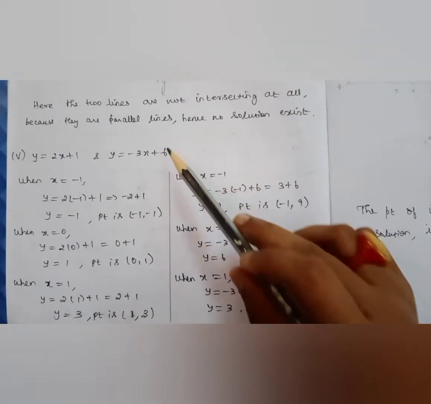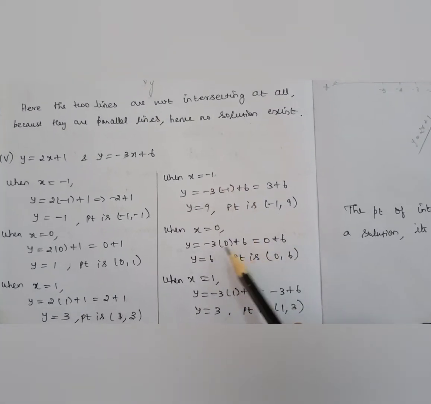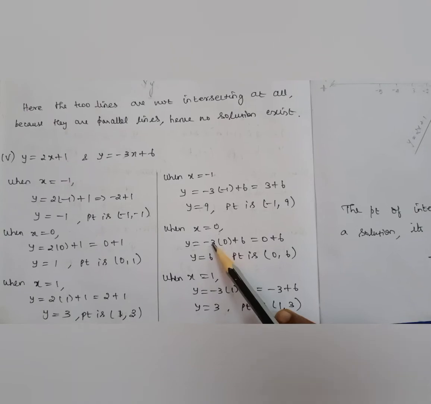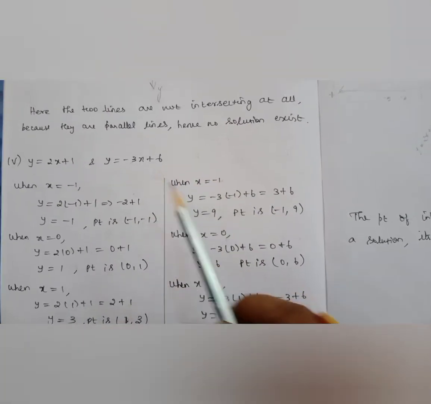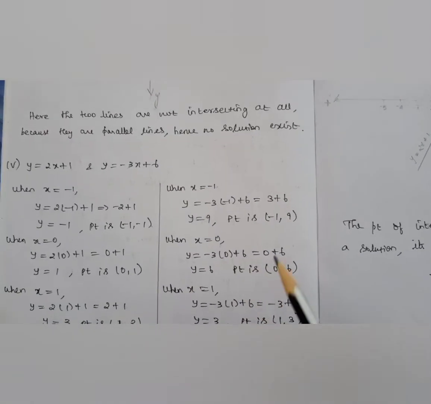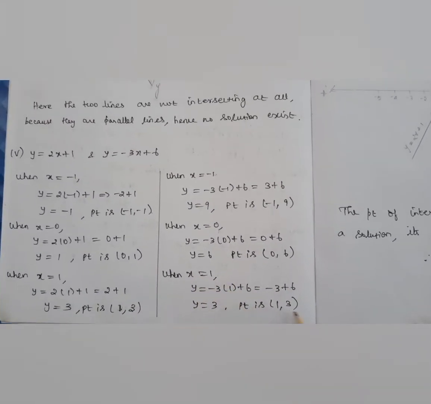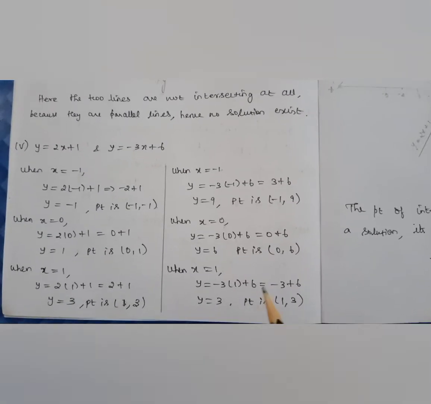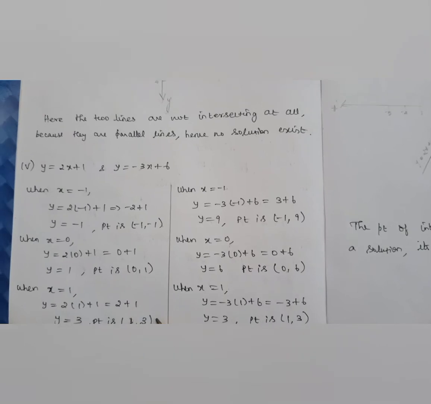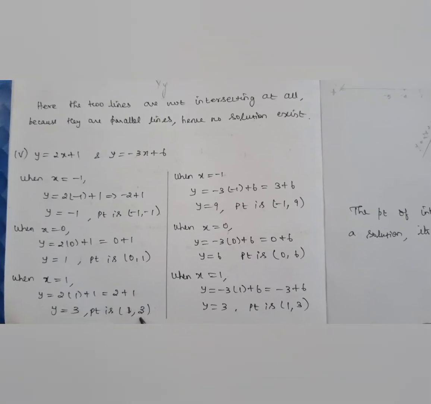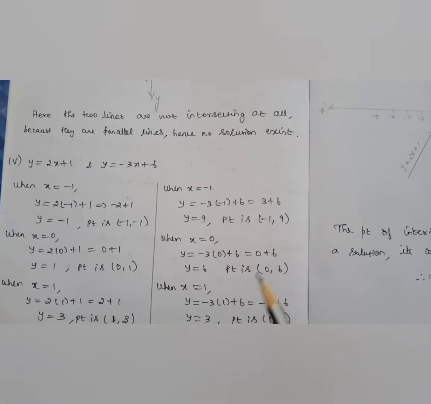Now I will go ahead with the second line. When I am substituting x as minus 1, I am getting minus 1, 9. When I am substituting x as 0, minus 3 into 0 plus 6, whatever points I am taking, I will substitute in the equation every time. Then only I will get the corresponding values. So 0, 6. Then when x is equal to 1, I am getting 1, 3. See children, I told you in the previous sum, if you have a common point, sure you will have an intersection. See here also 1, 3, here also 1, 3. It means sure they will have the intersection.